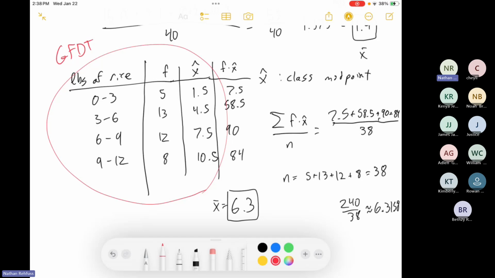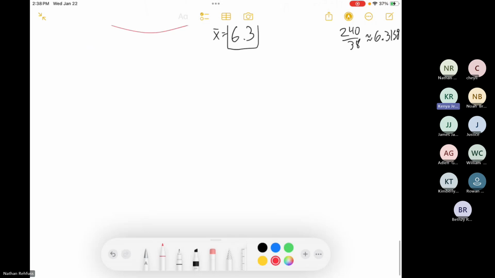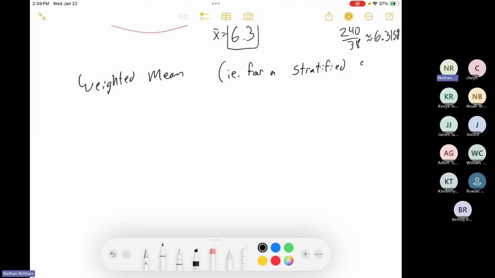There is one more thing I need to teach you to do here. It's not exactly a measure of center, but it goes with the measures of center. Let's show you how to take a weighted mean. This could be useful, for example, if you were doing a stratified sample.